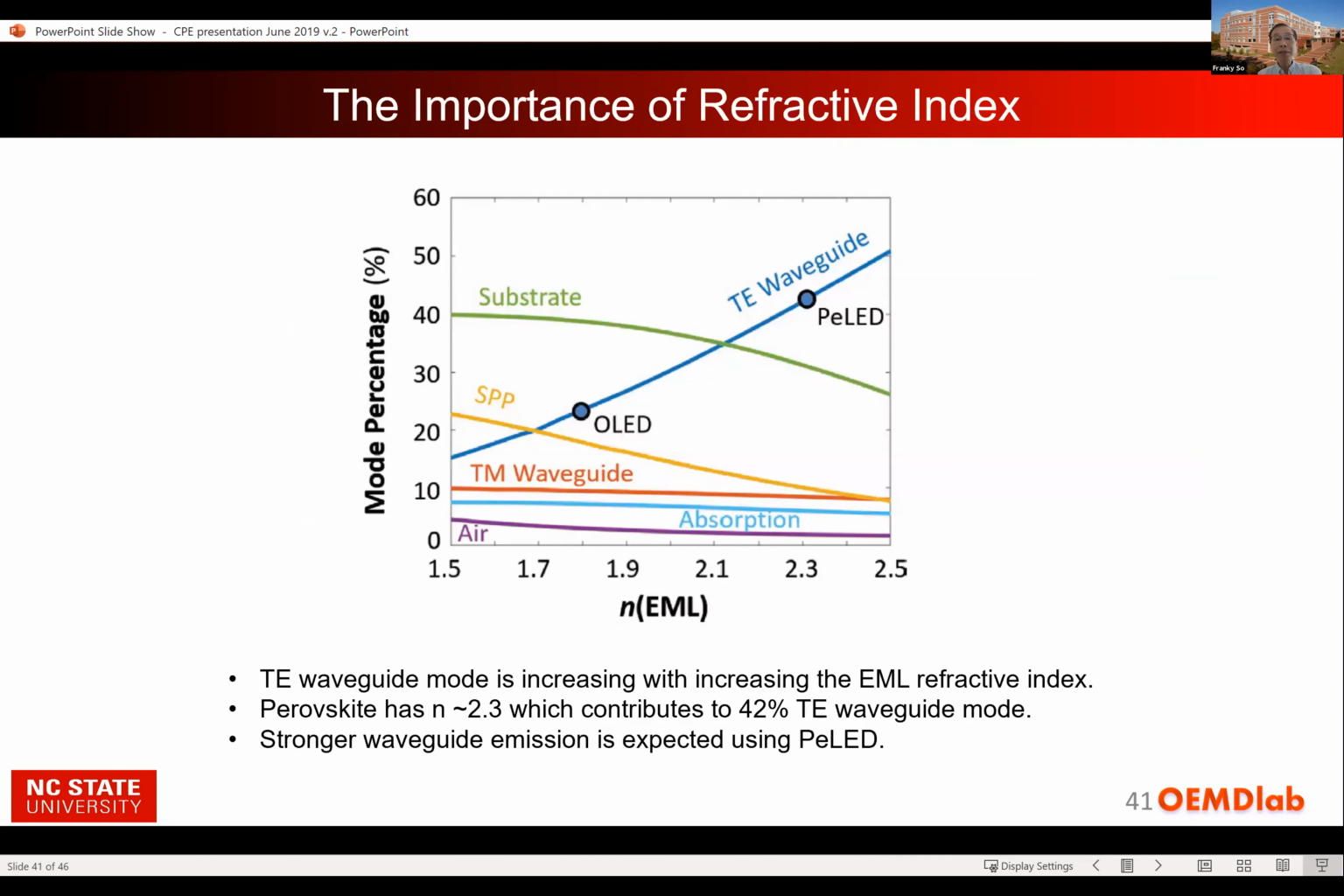After we've done this, we look at the effect of the refractive index. Here is the mode profile, the mode distribution, showing the substrate mode, TE waveguide mode, SPP mode, TM waveguide mode, and the AMO. As a function of the refractive index, as you increase the refractive index, you increase the amount of the TE waveguide mode. Since you get more TE waveguide mode, you get more light out. So we tried that. One of the easy things to try is to use a perovskite.